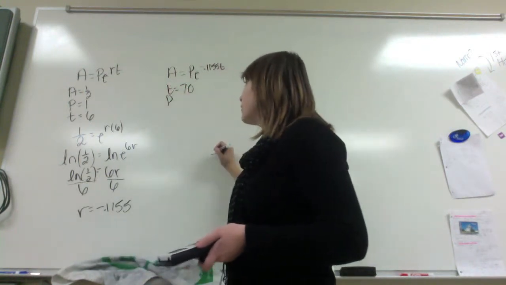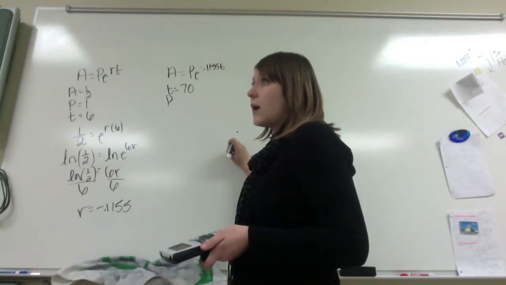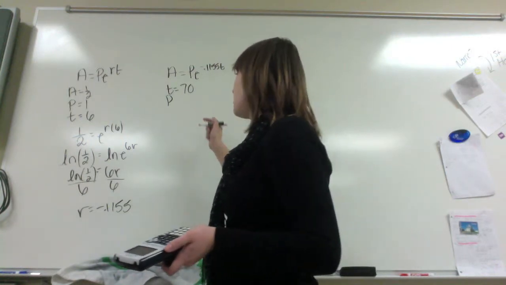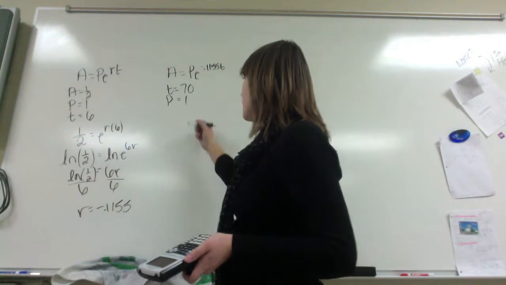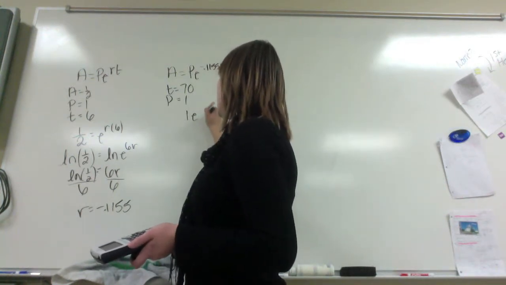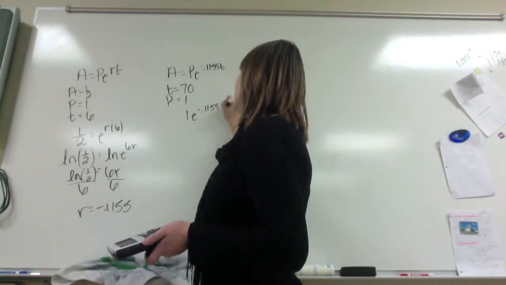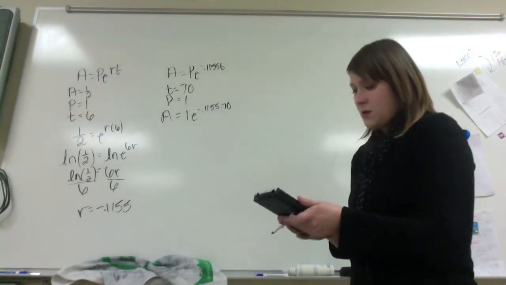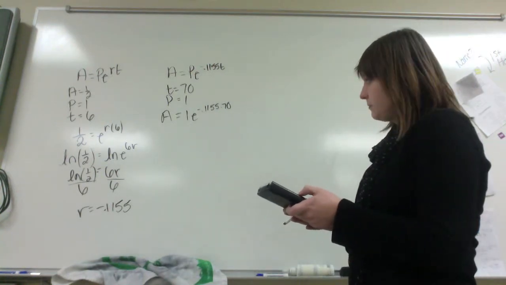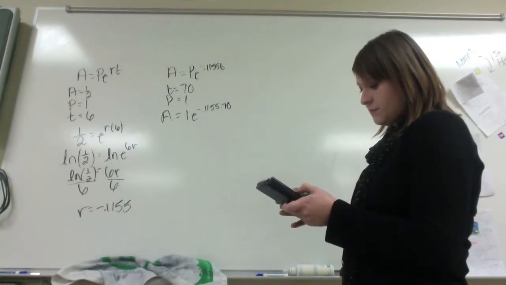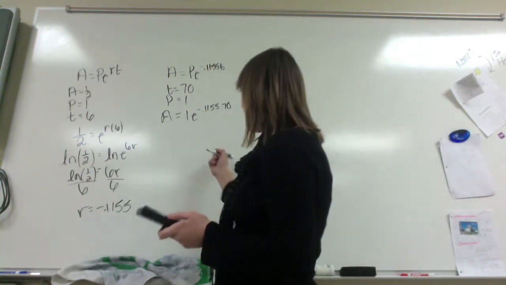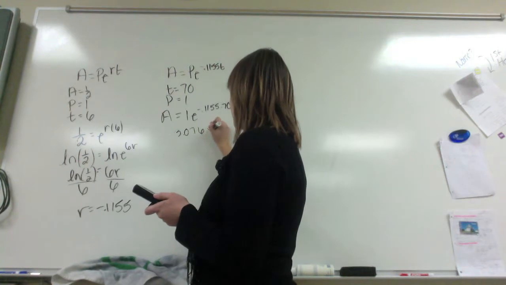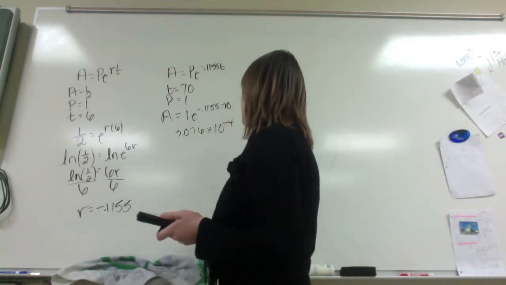For my initial value, I could either put in a 1 or I could put in 100, depending on whether I wanted to convert to a percent at the end or not. I'm just going to put in 1. Okay, so I'm going to have 1 e to the negative 0.1155 times 70, and that's going to equal the amount left. So when I plug that into my calculator, I get 3.076 times 10 to the negative 4.